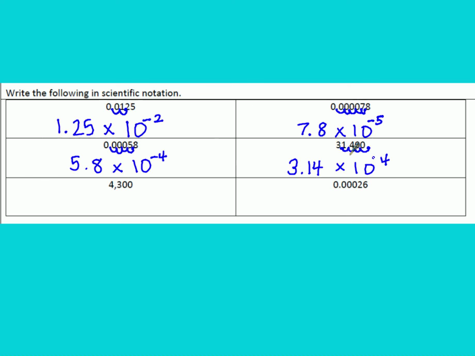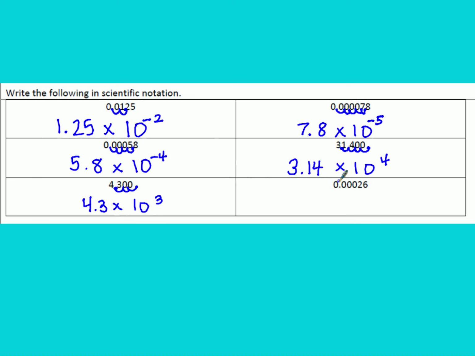Moving to our next example, we have 4,300. Our first non-zero digit is 4, so we're going to be making 4.3. The decimal would have started all the way to the right here, which means it's only moving 3 spaces. So when we multiply by 10, we're going to have an exponent of 3. 4,300 is greater than 1, so we do need a positive exponent, so 4.3 times 10 to the 3rd is our final answer on this example.